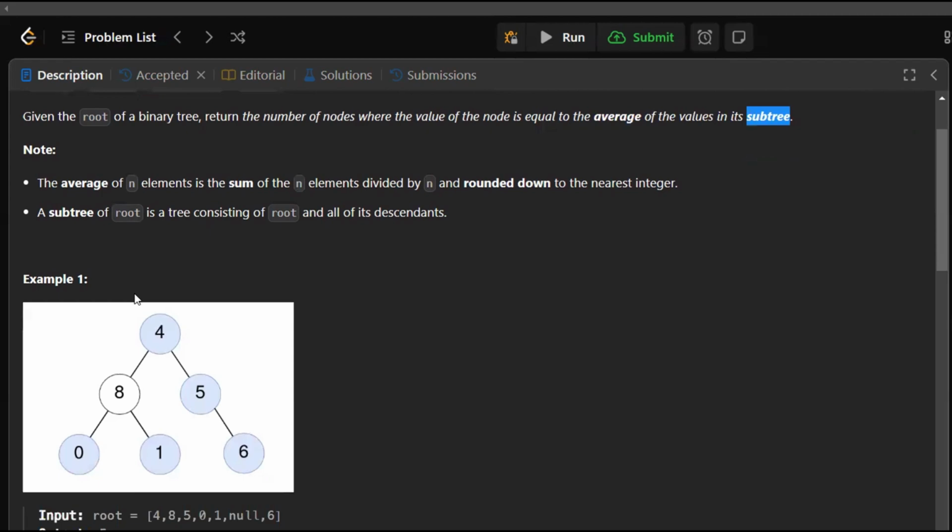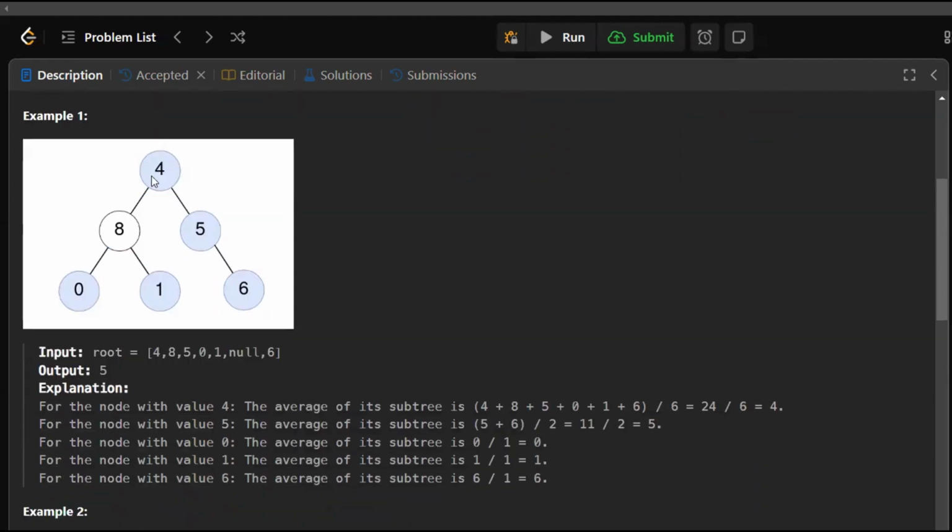So here, let's consider the first example. The root is 4, which has two children, 8 and 5. 8 has two children, 0 and 1. 5 has one child, which is 6. So for this root 4, we have 6 nodes in the subtree rooted at 4, which are 4, 8, 5, 0, 1, and 6.